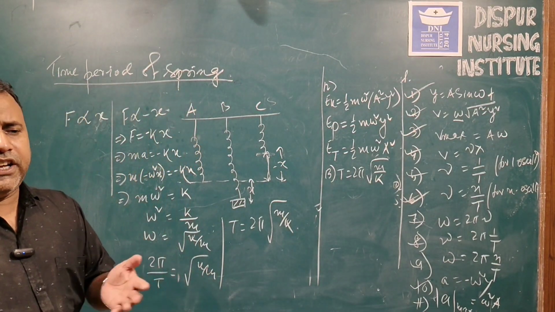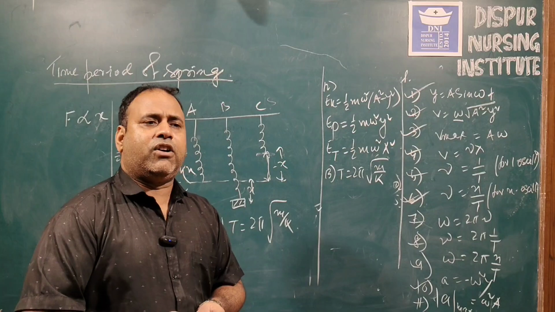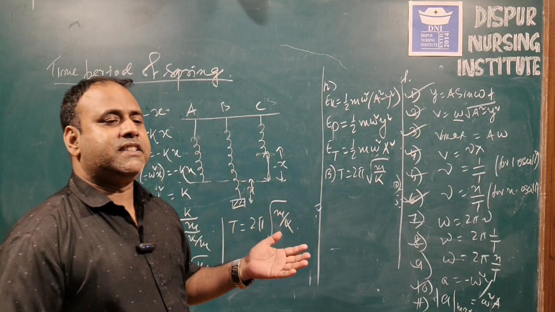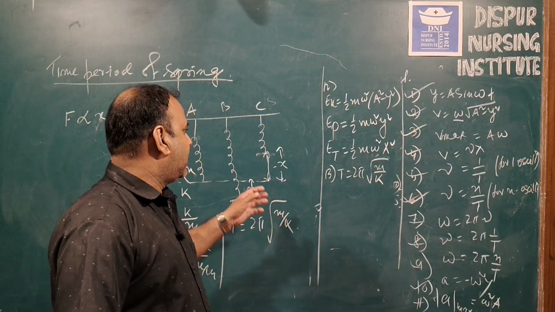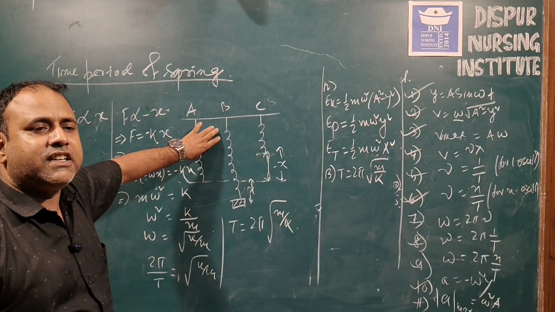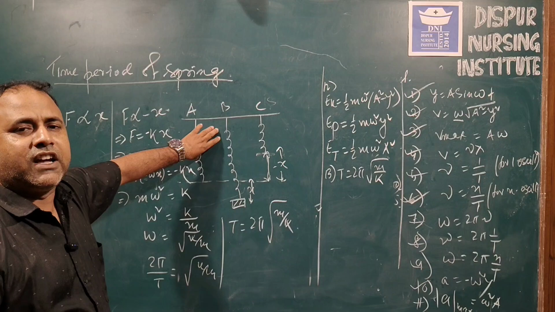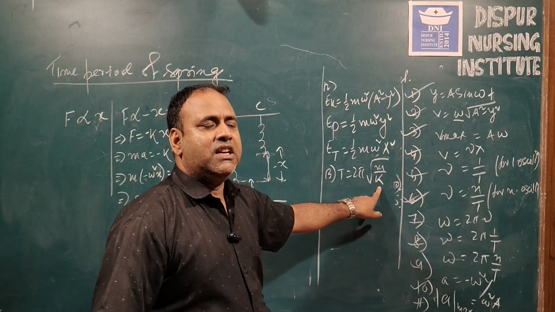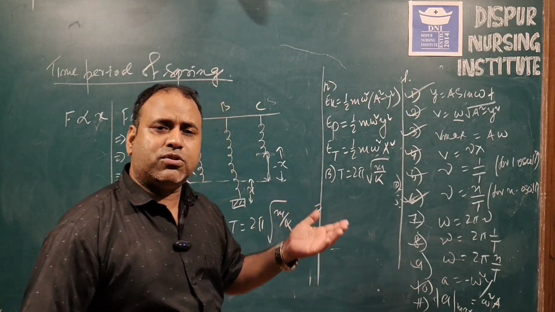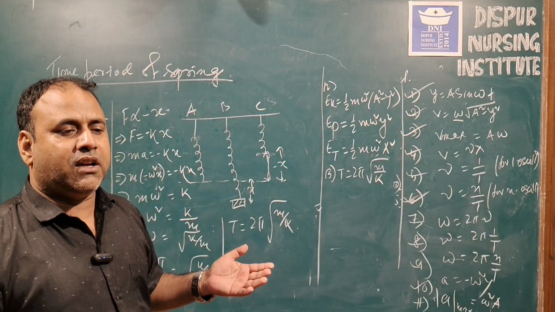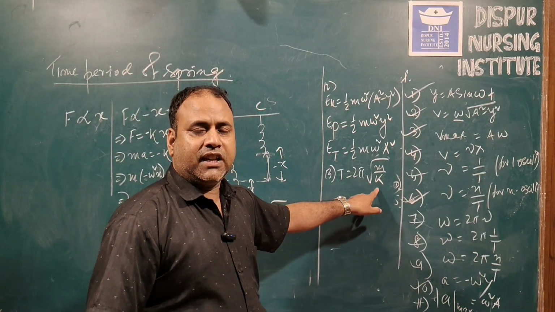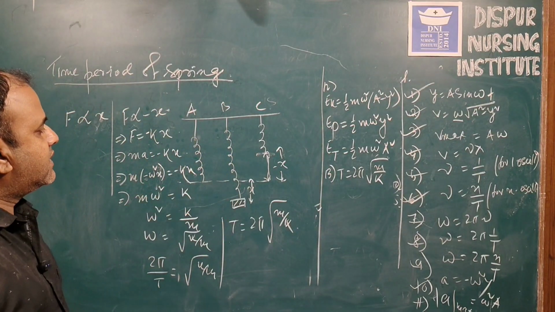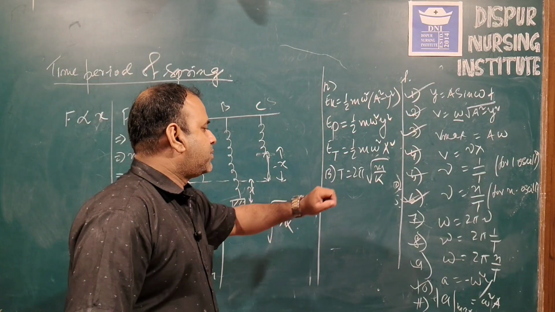So dear students, already you know in class 12, in class 10 you learned resistance in series and resistance in parallel connection. So here also springs we can connect in series and springs we can also connect in parallel. So this is the equivalent spring constant. So this spring constant we can convert into equivalent spring constant in terms of series connection or parallel connection. So in this way we can easily calculate the value of time period of a spring.